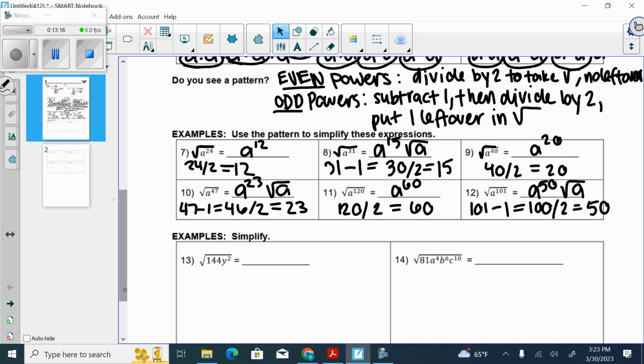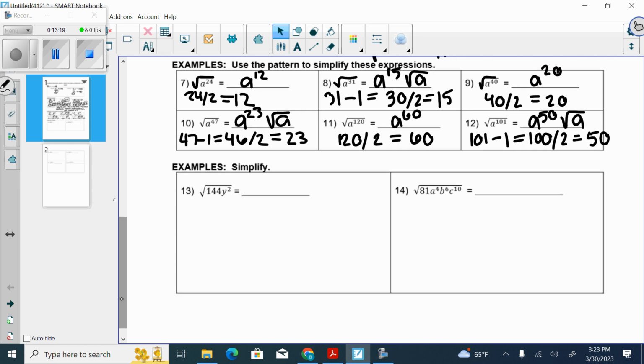With a variable. Now we're going to look at some that have numbers and the variables in them, okay? So, remember, we treat the numbers like we previously did, and then we have our new rules for our variables. So we're going to work them out separately.